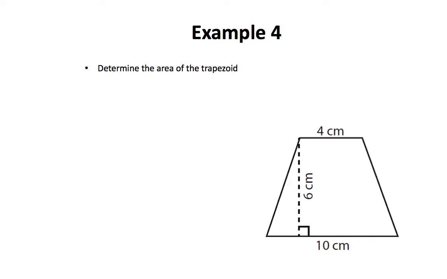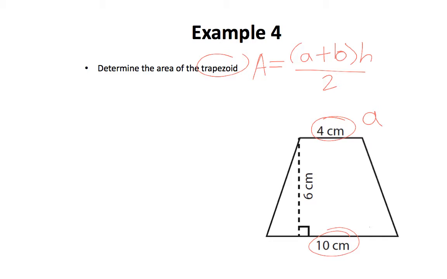In our fourth example, we want to determine the area of the trapezoid. The equation for area of a trapezoid is the sum of a and b multiplied by h, then divided by 2. As you can see, 4 centimeters happens to be a, 10 centimeters happens to be b, and 6 centimeters happens to be the height, or h. And remember, the height and the base must be perpendicular. In other words, they must meet at a 90-degree angle.